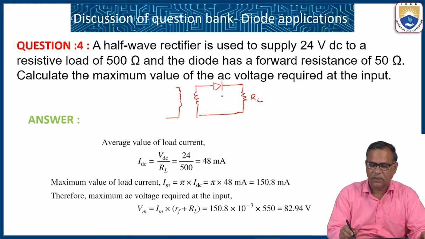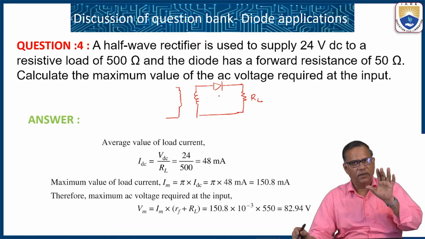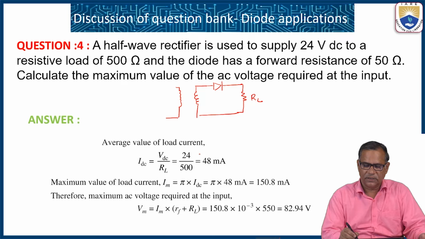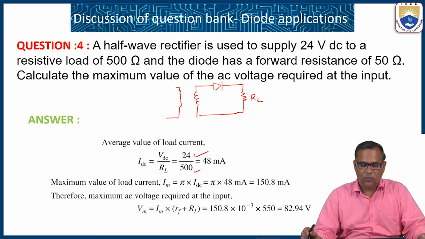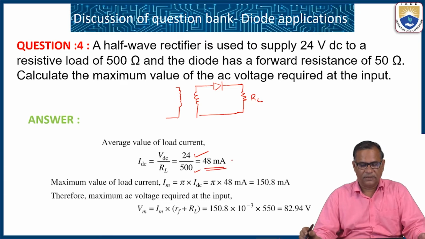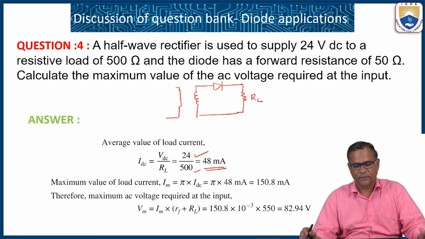This is a load resistance RL and it has only one diode. So the average value of current IDC is equal to VDC by RL, and VDC is given as 24 volts in the problem and RL is 500 ohms. So IDC is equal to 48 milliamperes. So what is the maximum value of load current? Im is equal to pi into IDC. So pi into 48 milliamperes. So that is equal to 150.8 milliamperes.